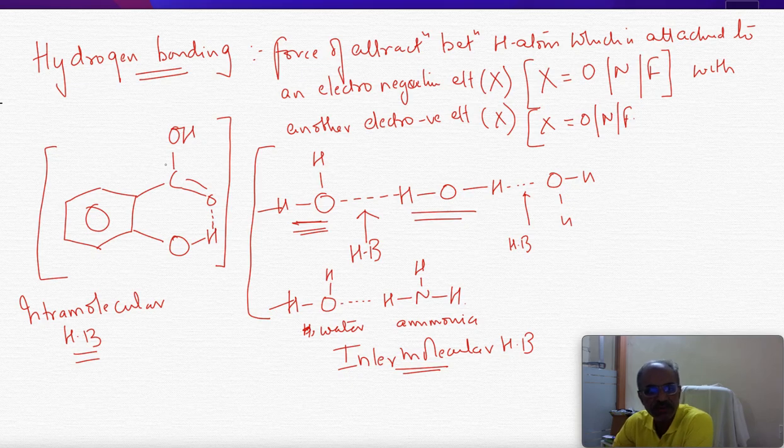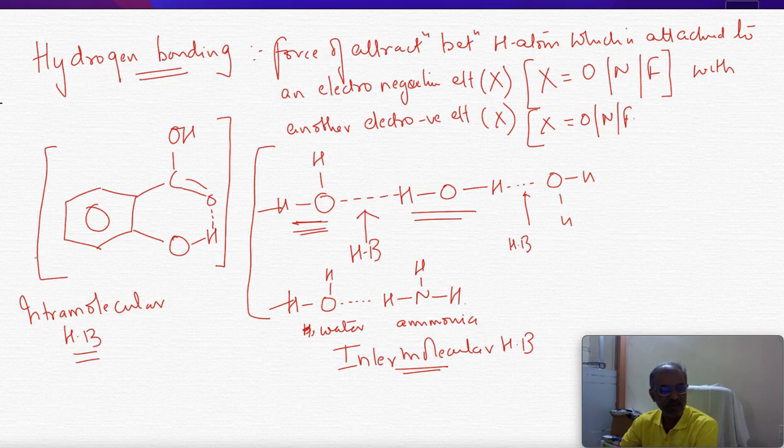Intramolecular means within the same molecule, and intermolecular means between two molecules, which are of the same type or of different types. This is known as intramolecular and this is known as intermolecular. So two types of hydrogen bonding we have seen.